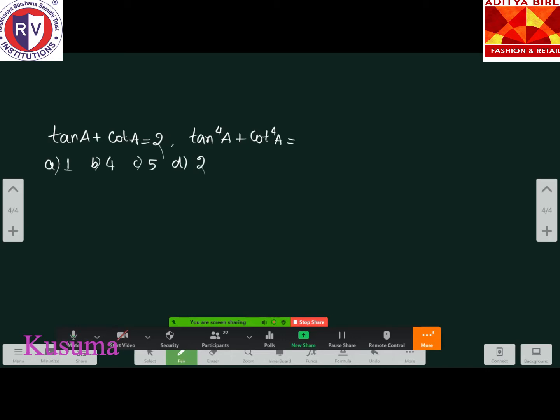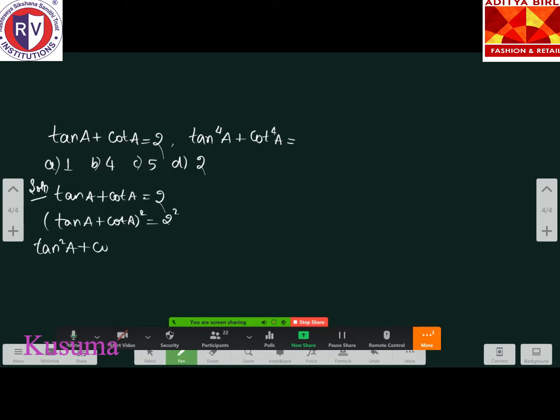So there are two methods to solve this. Almost both the methods are easy. So let us take the given condition, that is tan A plus cot A is equal to 2. Okay. I will square on both the sides. That is tan A plus cot A whole square is equal to 2 square. Okay. So this is of the form A plus B whole square. Let us expand this.